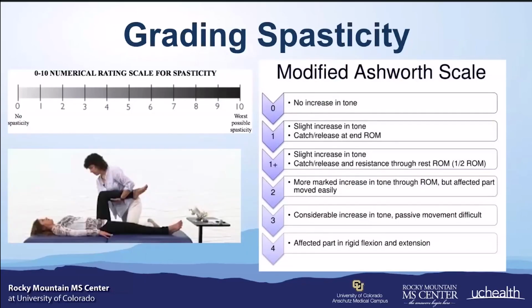There are different ways to grade spasticity. There's no one universally accepted way of doing it. This one on the right here, the modified Ashworth scale, is probably the most commonly used, and it goes from 0 to 4. 0 is normal tone, then 1 is a slight increase in tone, 1 plus, and then 2 is a more moderate increase in tone. Level 3 is a pretty significant amount of spasticity, and 4 is a person who's got contracture and no movement, and you can't get the limb to go through the full range of motion. That's the most commonly used scale.